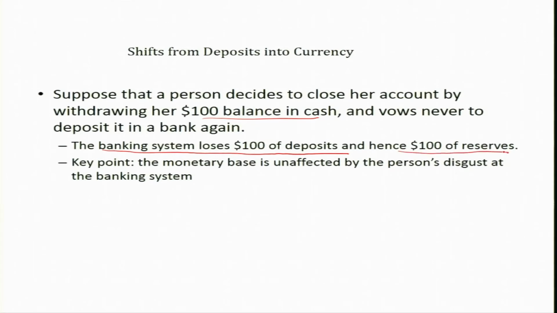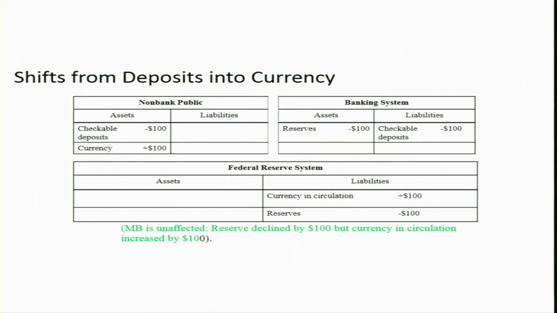So, the key point here is that even if there is a shift from deposits into currency, the monetary base is unaffected by persons' disgust at the banking system. So, shift from deposits into currency, let us see how it affects the monetary base.